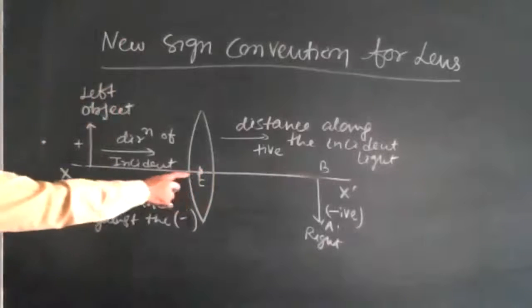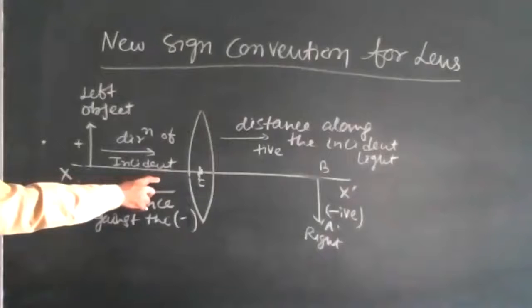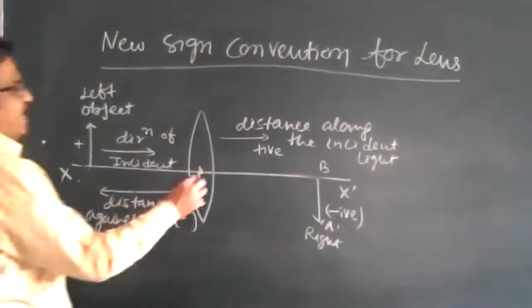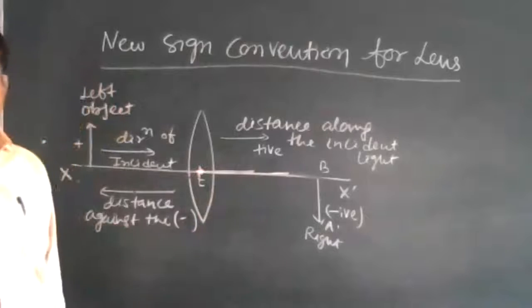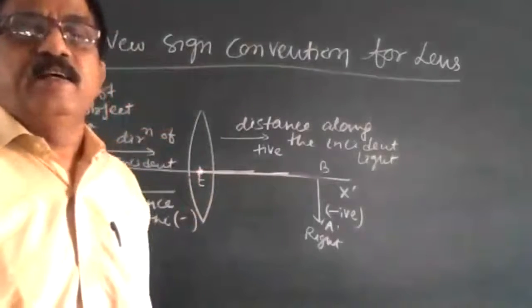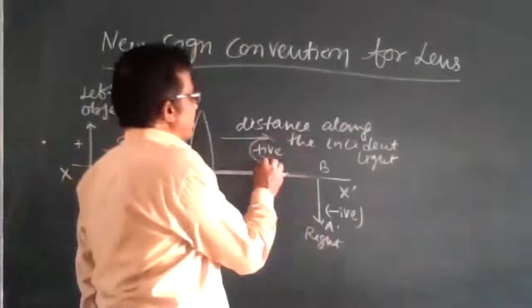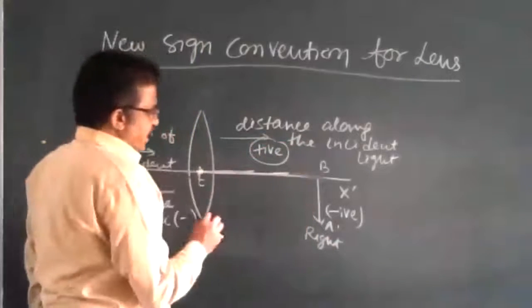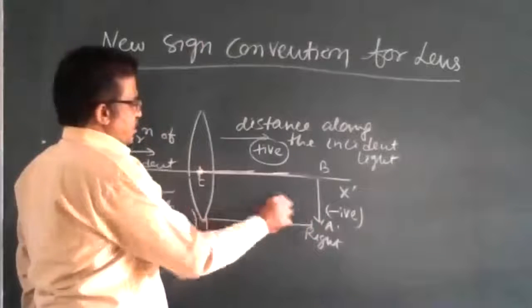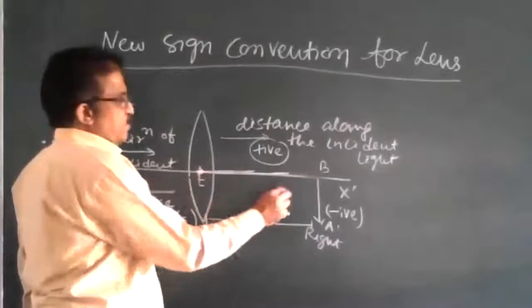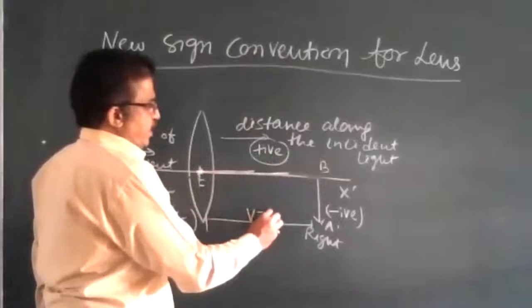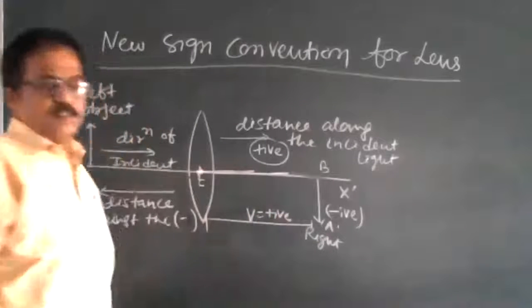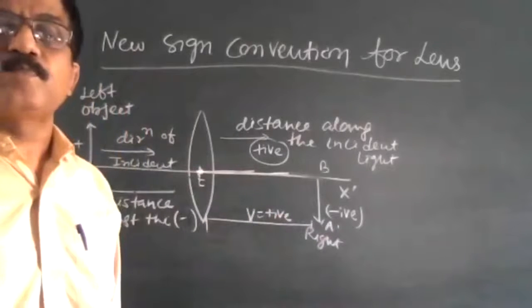Is that clear? See that. The distances measured in the direction of incident light are taken as positive. अगर हम इधर की ओर measurement करेंगे, if the distance is measured in the direction of incident light, we take it as positive. See here. Suppose जैसे image distance measure करनी है आपको. This is the image distance from the optical center. We may call it V. It is in the direction of incident light, so it is positive.